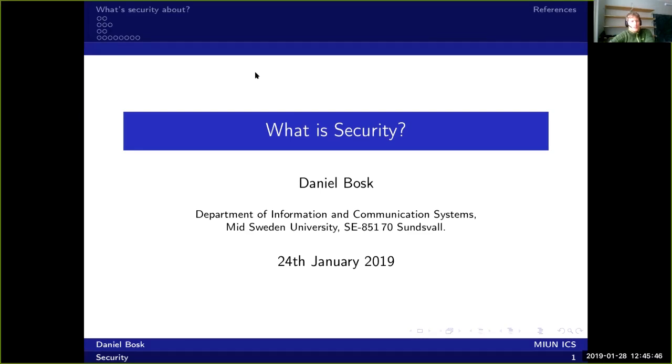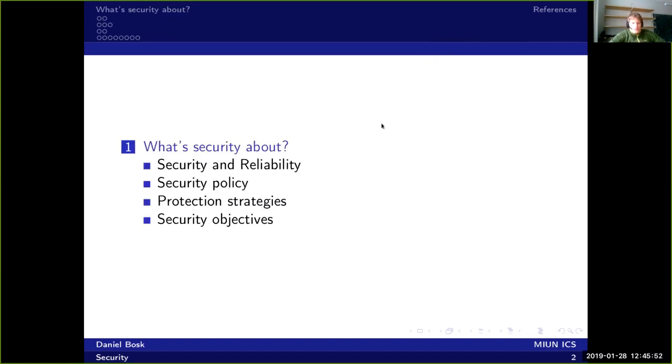So now we're going to talk about what security actually is. So this is the outline of the talk. We'll talk first about security versus reliability, which is a big contrast in the way you have to think.